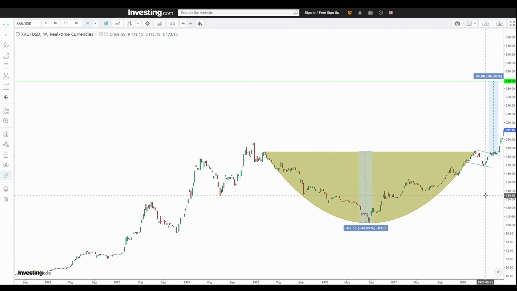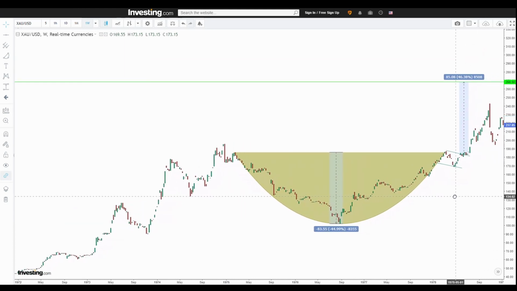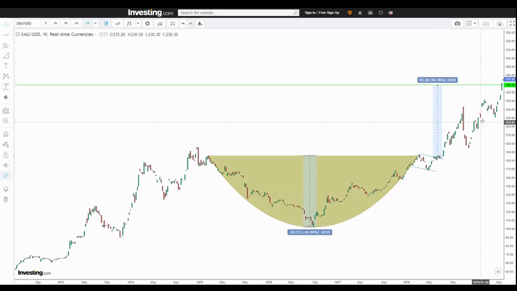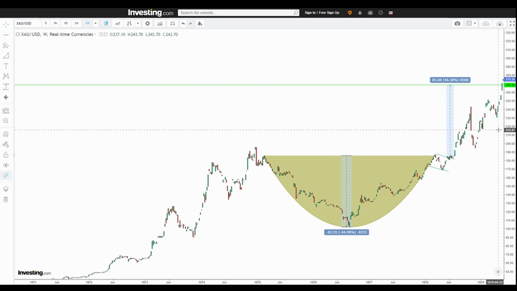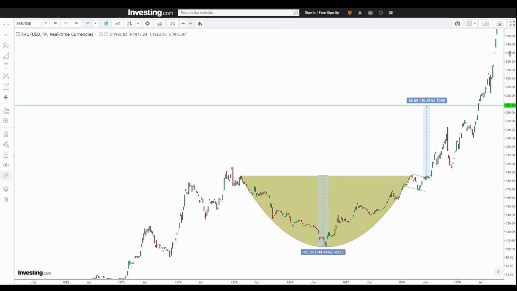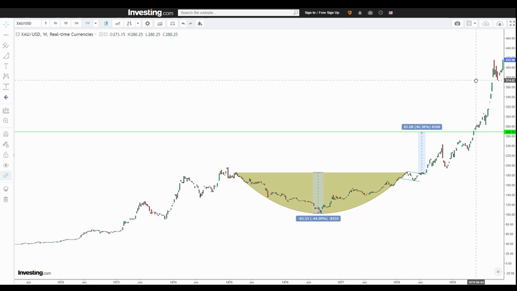So let's check what happened. Moving a bit further, you can notice that with some fluctuations up and down, the price kept on moving to the upside, and eventually it reached the target set from this pattern. So having that set, moving further in time, you can notice that the price didn't stop there, but it actually went up exponentially. Over here, it reached $400 for the first time in history of gold. But it didn't stop there.